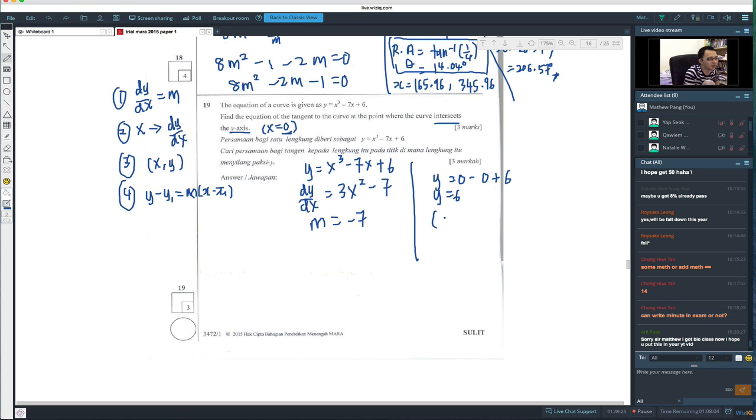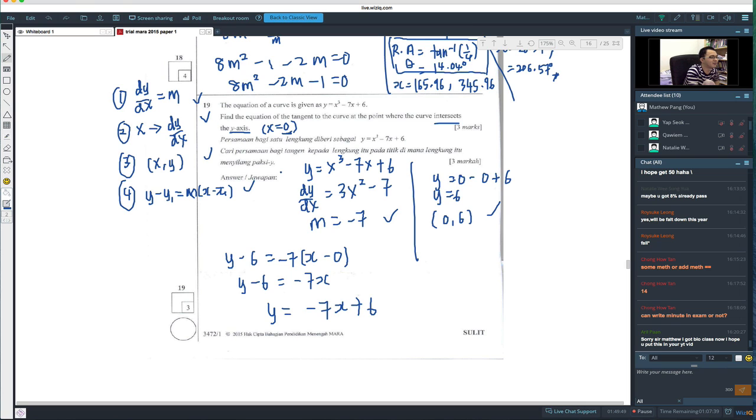Then I have my coordinate now. My coordinate actually is 0, 6. So I have gradient, I have coordinate, I can do this one. So y minus 6 equals my gradient, negative 7, times x minus 0. Therefore y minus 6 equals negative 7x. y will equal negative 7x plus 6. You see, you just follow steps 1, 2, 3, 4. Then you can easily get the equation of tangent. It's very easy.